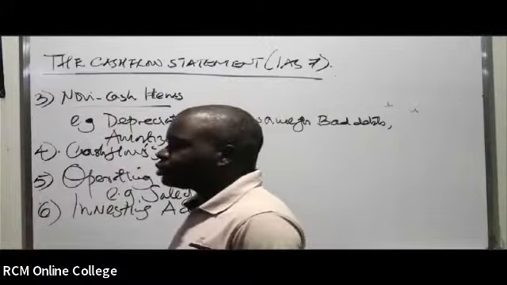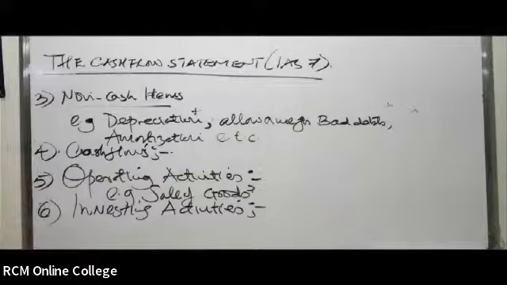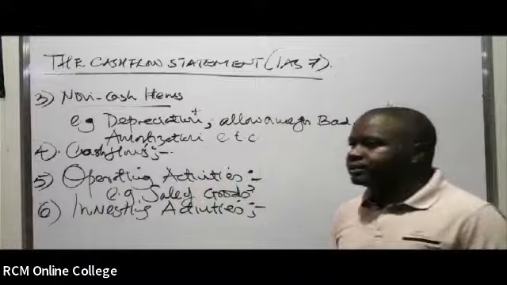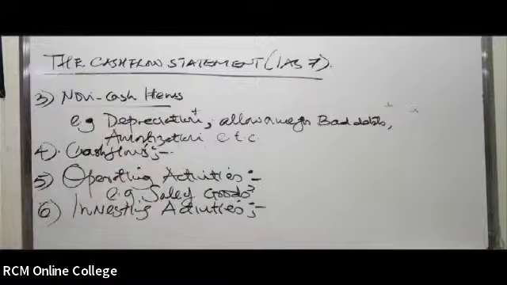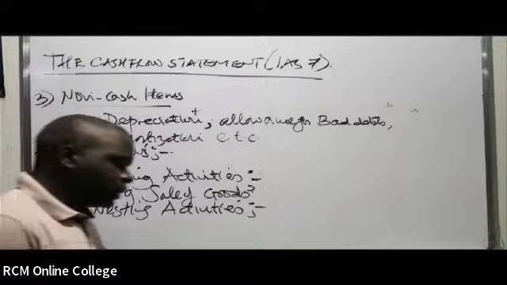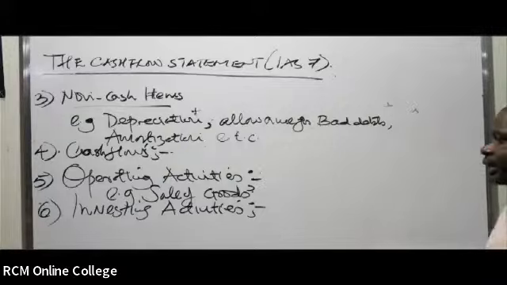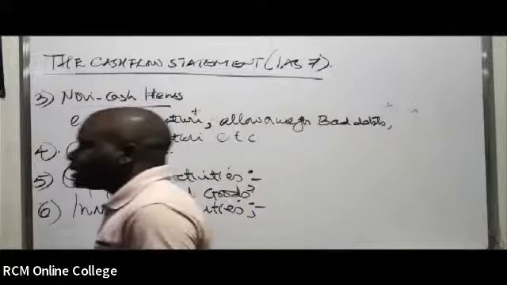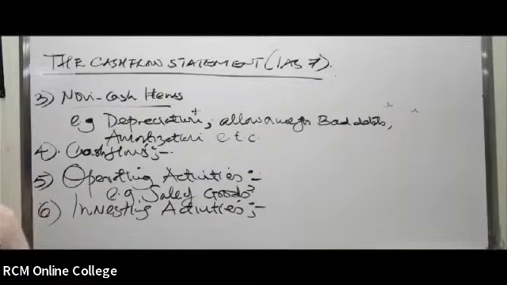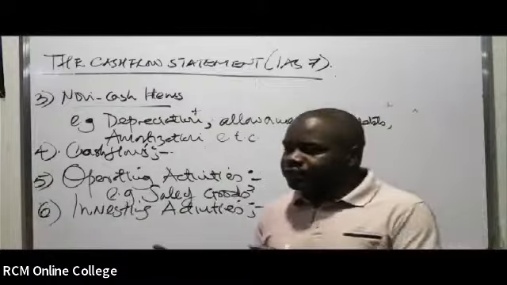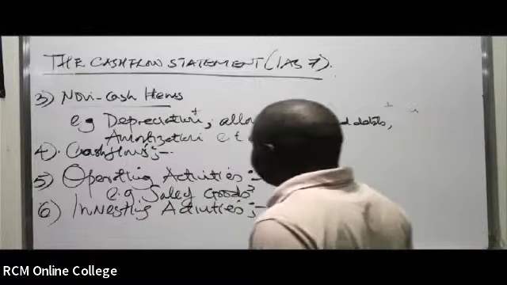acquisition of fixed assets, disposal of investments, etc. So this is another category of cash flows in the cash flow statement. Under that category, we'll be looking at whether there was any acquisition of an asset. That is an outflow. Was there any disposal of an asset? They sold an asset, so that is an inflow. Any of those activities will be categorized under investing activities.